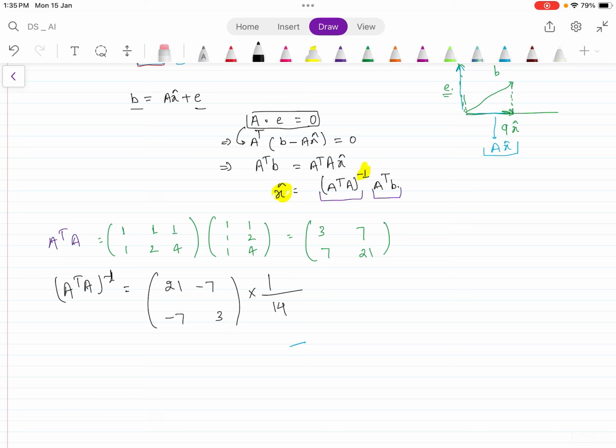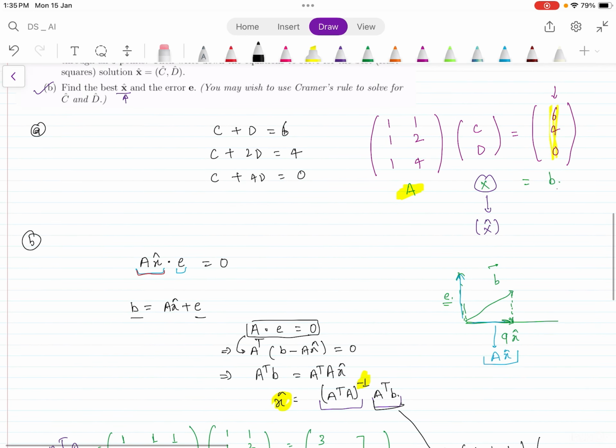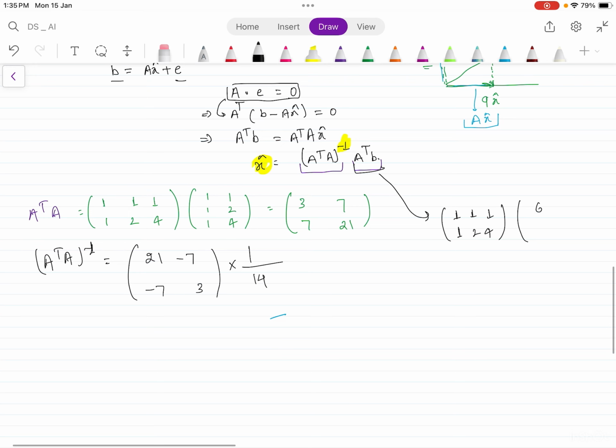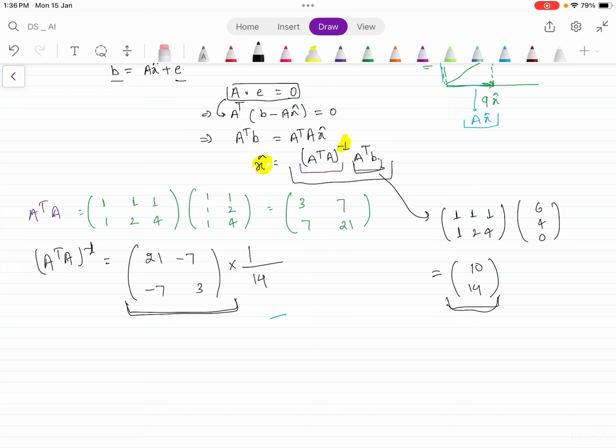So now we have to do this part also. Let's carry this out. So a transpose is 1 1 1 and 1 2 4, and b is already given, this one. So 6 0 4 we can calculate, so that will be 10, and this will be 8 plus 6, that is 14. Now again we will have to carry out this complete multiplication, so this matrix times this matrix, we can do that.